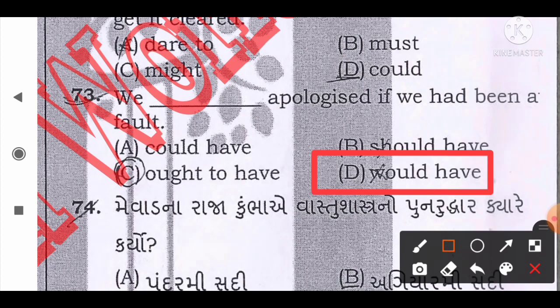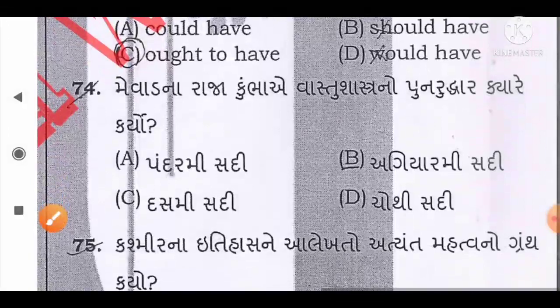Move to the next question, number 74. Now question numbers from question number 74 to 85 belong to the Gujarati language. You can continue or you can skip up to question number 85.